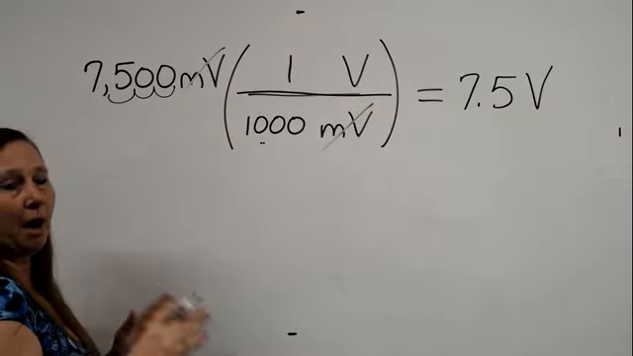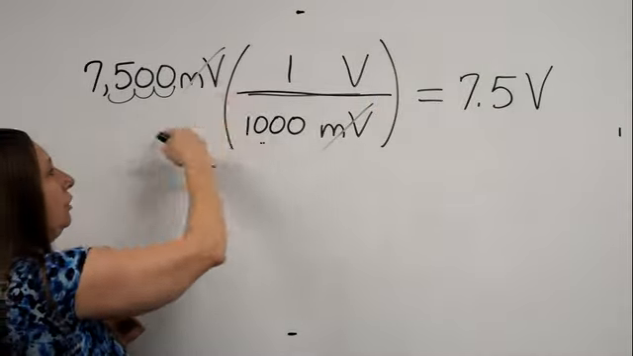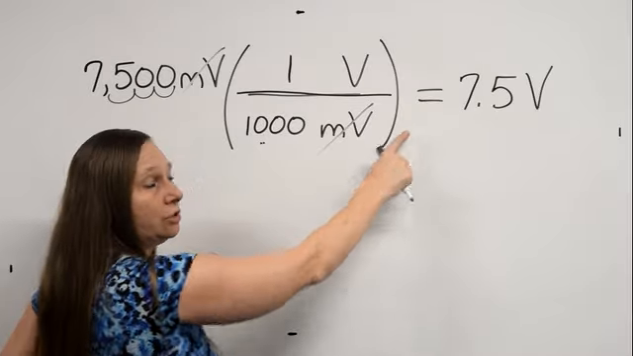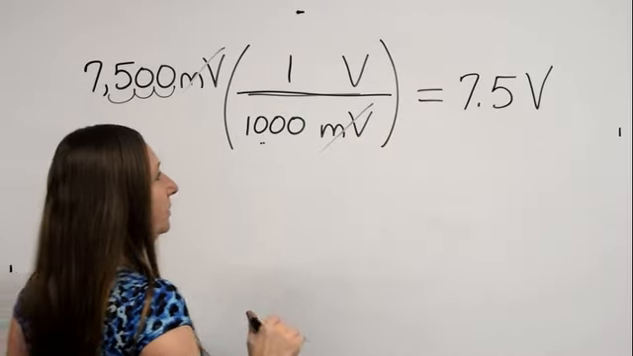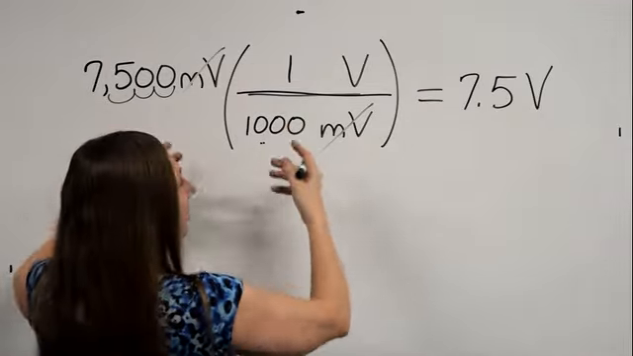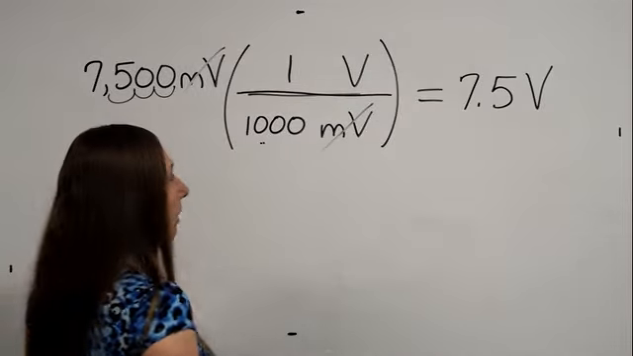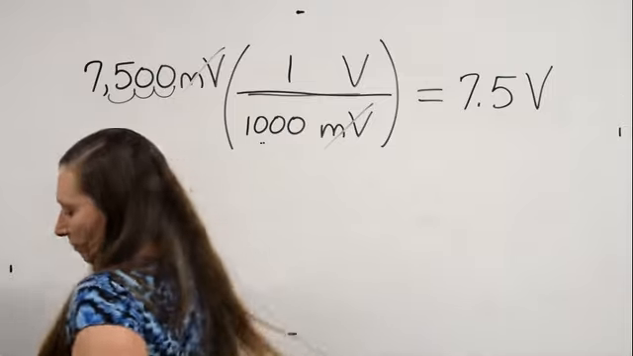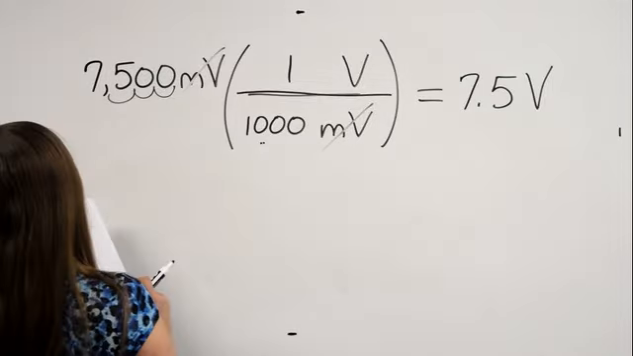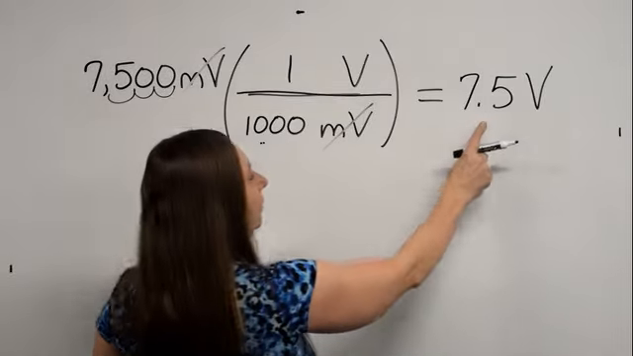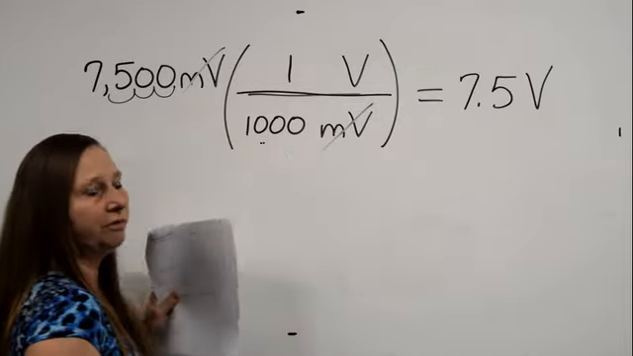The 1,000 is on the bottom, so divide. You're not cross-multiplying. The equal sign is over here. Okay, I want to emphasize that. A lot of people try to cross-multiply this. You can't. The equal sign is over here. So don't cross-multiply with a factor label method. All right? So 7,500 millivolts equals 7.5 volts.